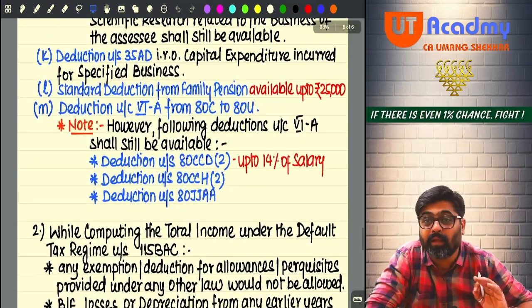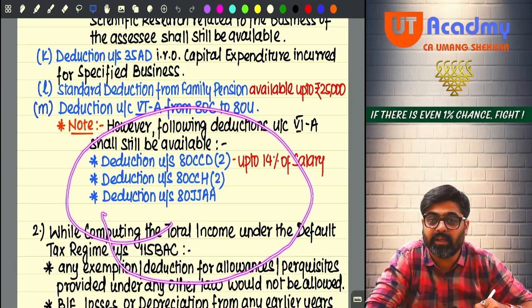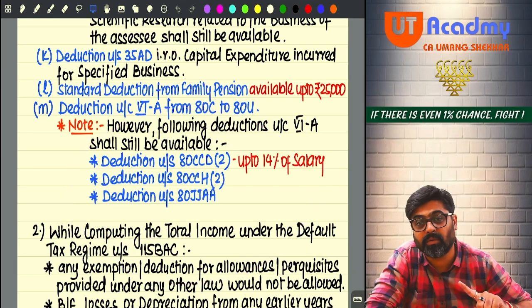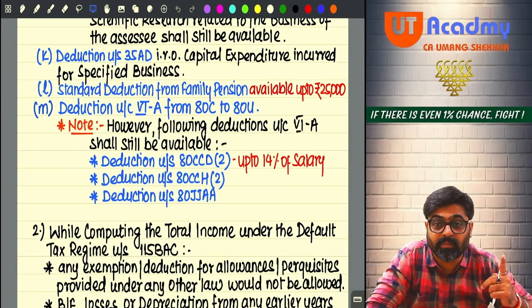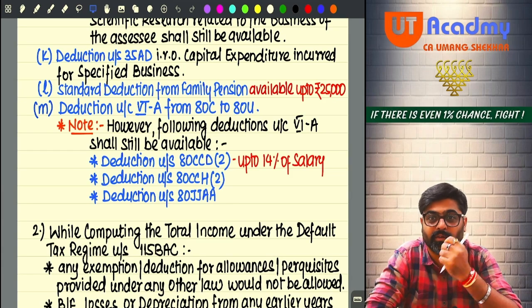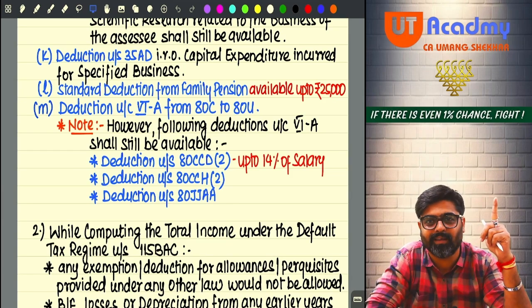And remember, no deductions under Chapter 6A will be available except these three deductions. 80CCD(2), employer's contribution to NPS: first taxable, then claim under 80CCD(2) up to a maximum of 14%, if you are following 115BAC. But if you don't follow 115BAC, up to 10% only, of your salary. Yes or no?